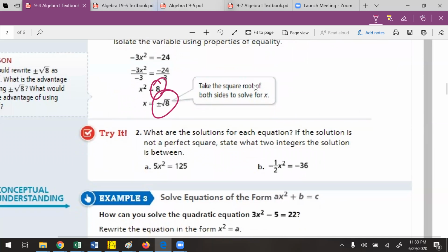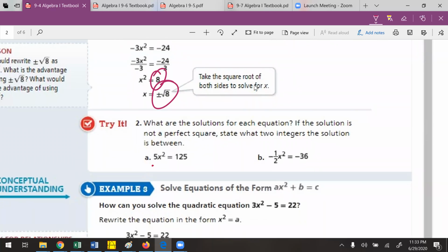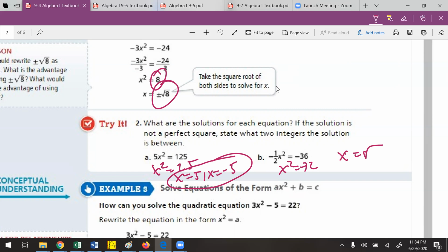Okay, so now let's talk about this one here. If I divide by 5, x squared equals 25. X would then be 5, and then x would be -5. Okay, we got it. How about this one here? If I multiply both sides by 2, because I get rid of the -1/2, x squared equals 72. I square root both sides, x equals radical 72, and then x equals negative radical 72.